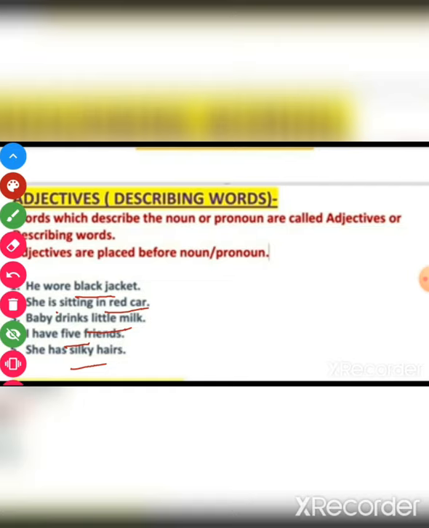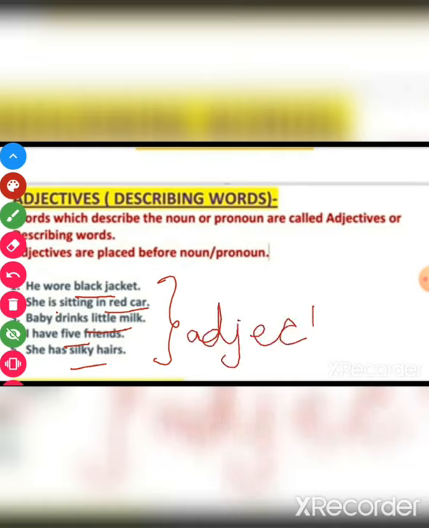Red also shows the color of the car. Little shows the quantity of the milk. 5 shows the number of friends and silky shows the quality of hair. So all these are describing words. These are adjectives.